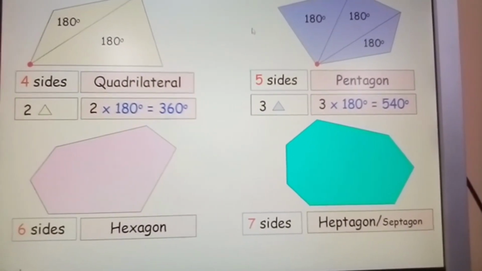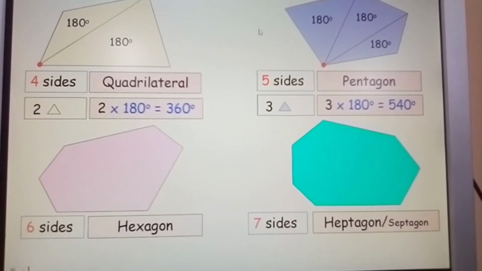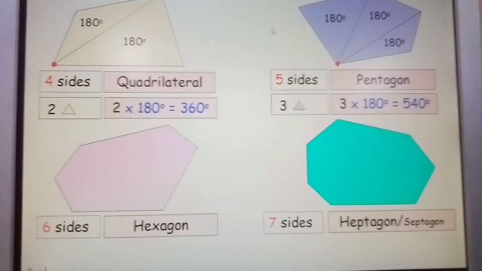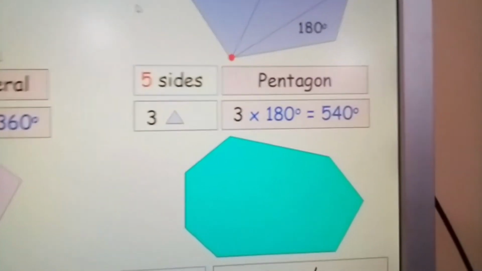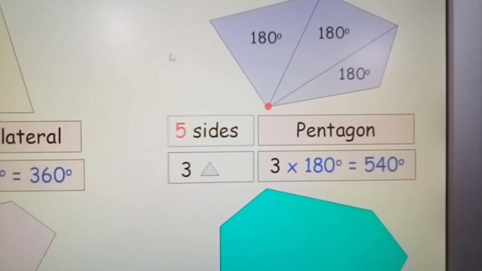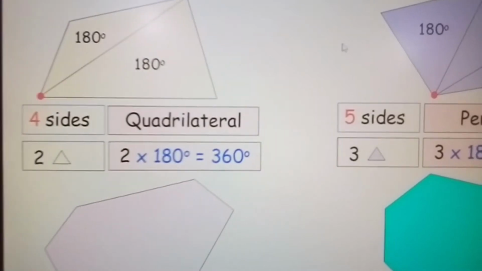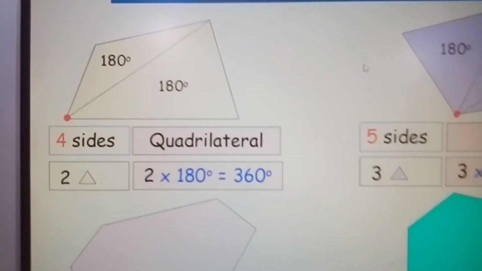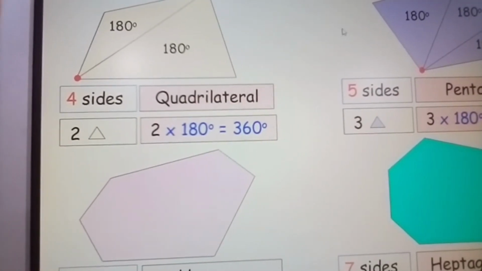Okay, now we're going to the 6 sides. Okay, and we're going to the hexagon. I'm just going to make sure that we can get that into plain view. We're now going to the 6 sides.